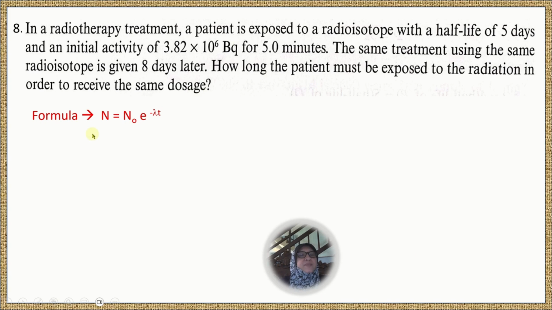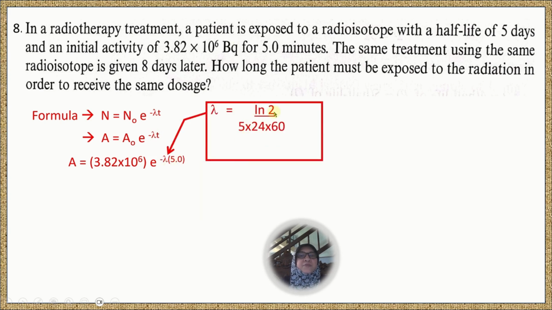So we use the formula N equals N naught e to the power of negative lambda t. The N can be replaced by activity. The activity given here is 3.82 times 10 to the power of 6 becquerel. For 5 minutes, we substitute the time taken here, 5 minutes, and the decay constant uses the formula ln 2 over half-life. The half-life is 5 days, converted to minutes: 5 times 24 times 60. So we get a decay constant of 9.6270 times 10 to the power of negative 5 per minute.